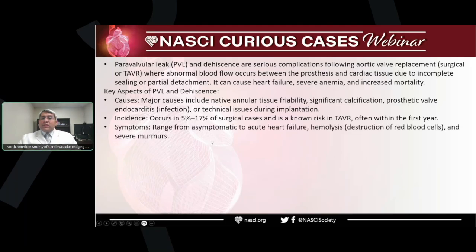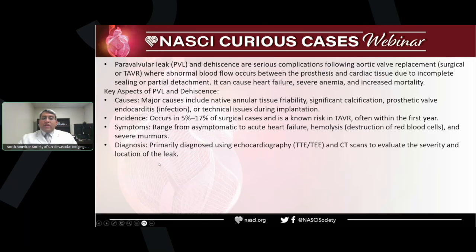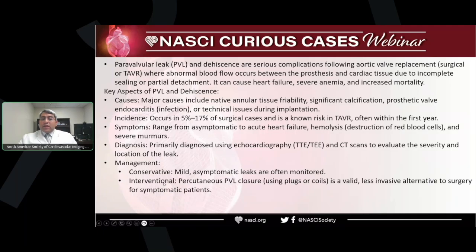Symptoms range from asymptomatic to acute heart failure, hemolysis, which is destruction of red blood cells, and severe murmurs as well. Diagnosis is primarily made using echocardiography and CT to evaluate the severity and location of the leak. The management differs from patient to patient. There may be conservative management: if it's mild, asymptomatic leaks are often monitored to see if they are progressing or not. Interventional percutaneous closure, putting plugs or coils, is valid, a less invasive alternative to surgery for symptomatic patients.